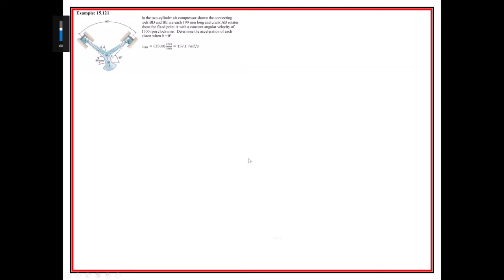So you convert it. The first thing I did was to redraw this thing into the configuration. This is what they mean when they say theta is equal to 0. That means that A and B are lined up with each other. A and B is lined up with B and D, and then we have a triangle that's formed by the BE connecting rod, the crankshaft, and the center line for the cylinder.